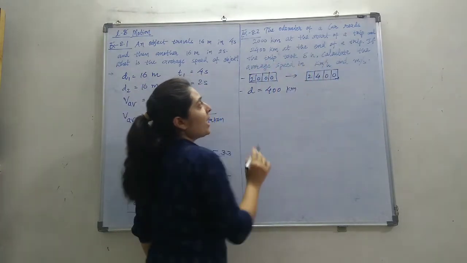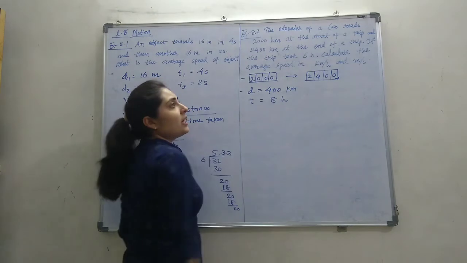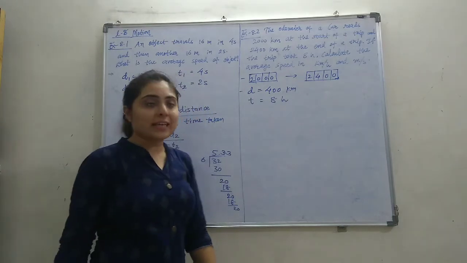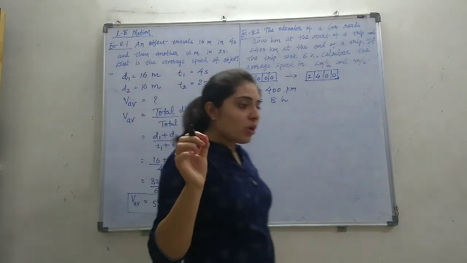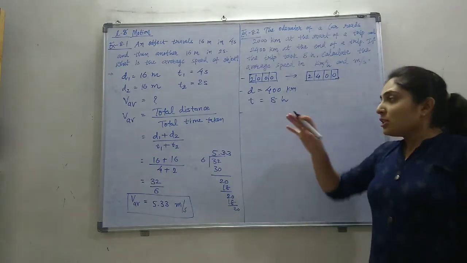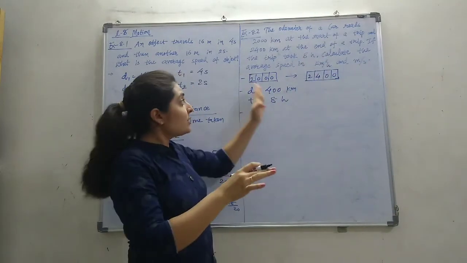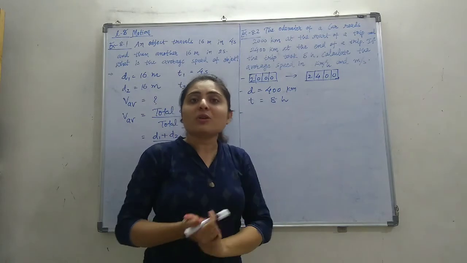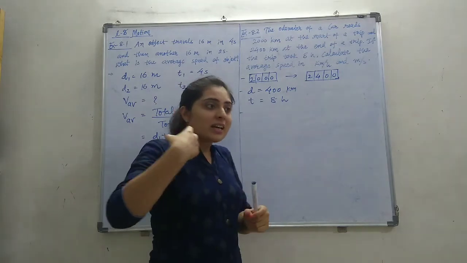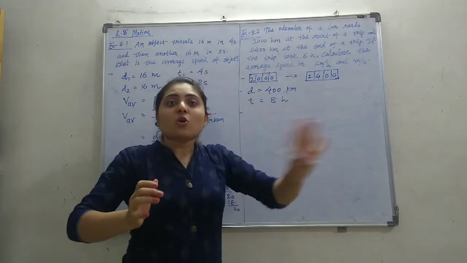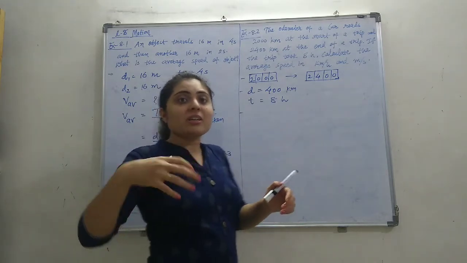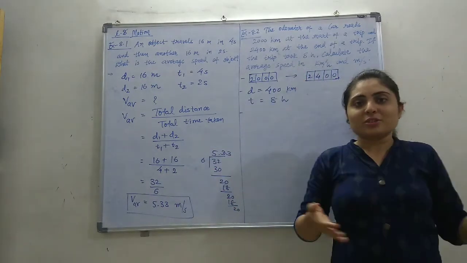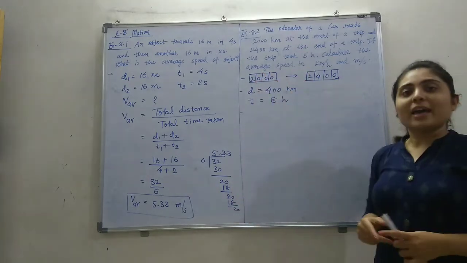And the trip took 8 hours. Calculate the average speed in kilometer per hour and meter per second. Why is it called the average speed? Because during this trip, the vehicle has done non-uniform motion. During the whole 400 kilometer distance, it has not traveled with a constant speed. At some parts, speed increases and decreases. So it is a non-uniform motion. That's why it is an average speed.